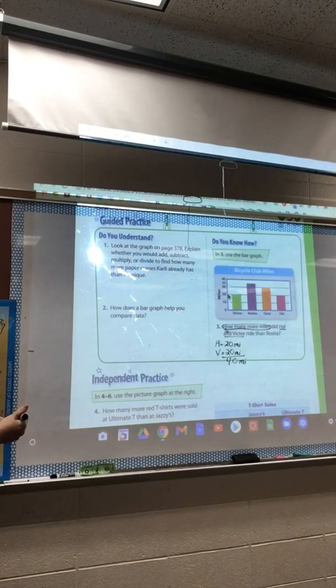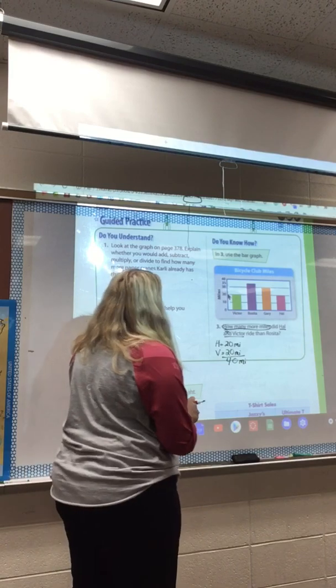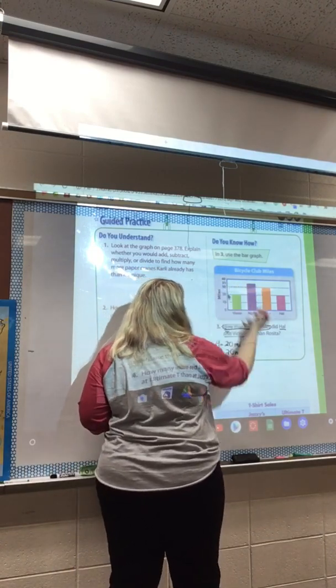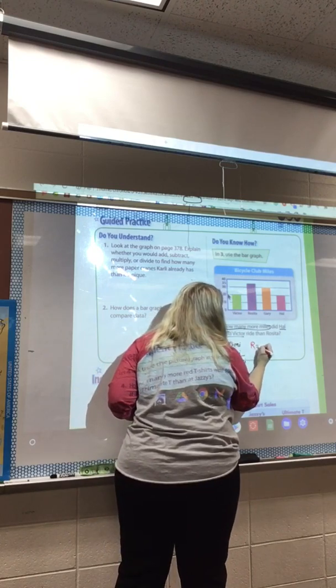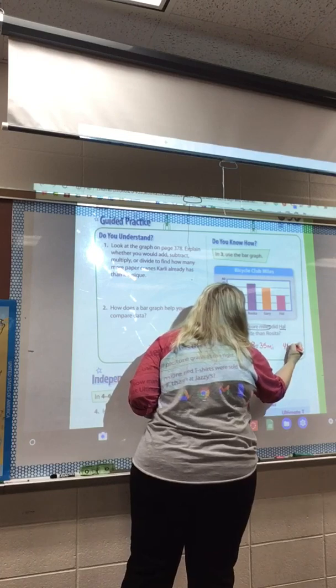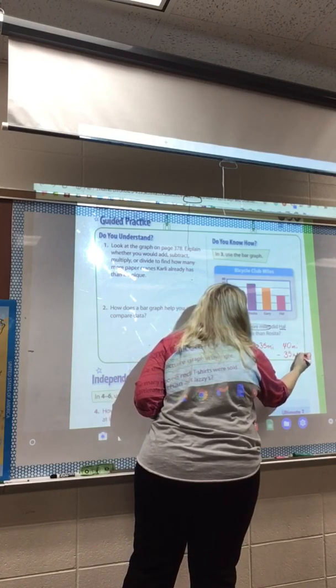Am I done? No. Why am I not done? You have to see how much Rosita rode. I haven't answered the question, right? What do I got to do? Subtract 40 minus 35. Right, because Rosita rode how much? 35. So R equals 35. And I'm going to subtract 40 MI minus 35 MI.